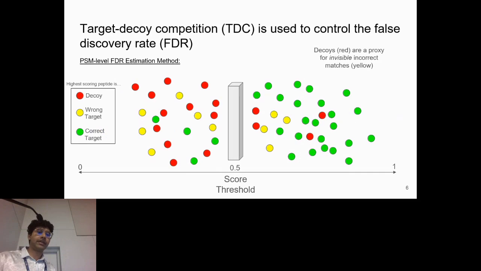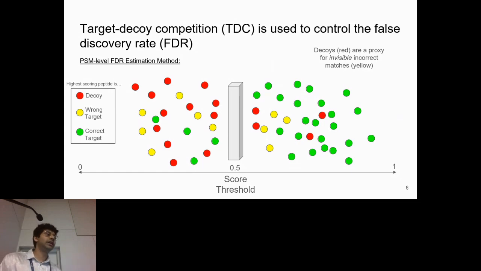I've illustrated this on the next slide. A lot of colors, sorry. So we're going to start off with just the labels here. The decoys are the red ones. We actually can know where those are in our database. And then we have the wrong targets and the correct targets. We cannot necessarily distinguish those.